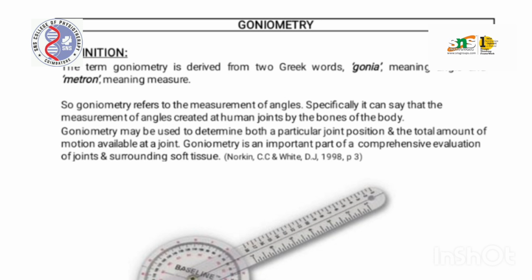Specifically, we can say it is the measurement of angles created at human joints by the bones of the body. Goniometry may be used to determine the joint position, the rotational mode of motion, and the available range of the joint. Goniometry is an important part of the comprehensive evaluation of the joint and surrounding soft tissues.